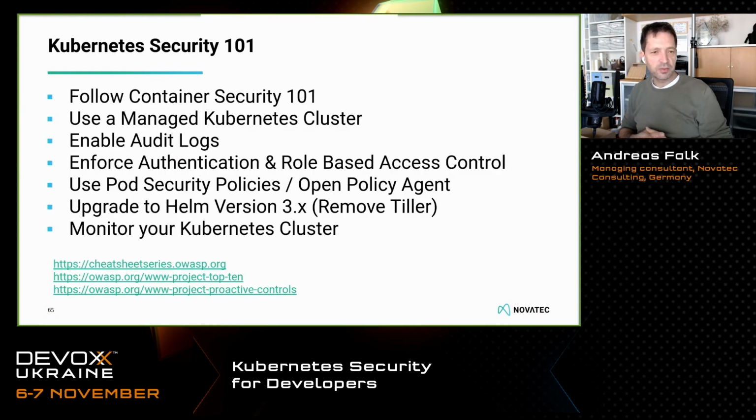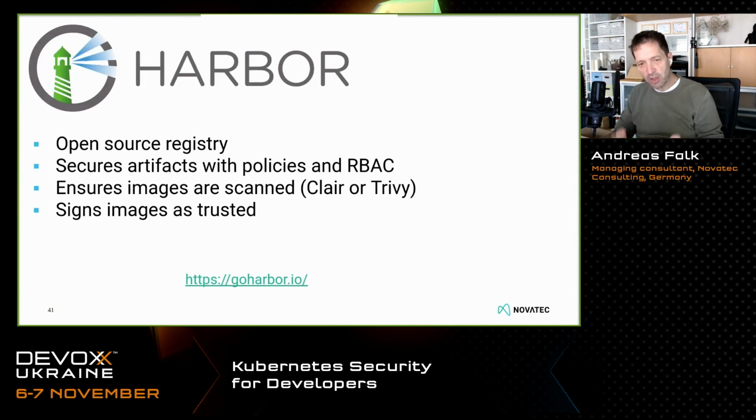The summary is here: follow Container Security 101 as I showed, use a managed Kubernetes cluster, enable audit logs, use authentication and role-based access control, use pod security policies or the Open Policy Agent as an alternative, upgrade to Helm version 3 to remove tiller, which is playing root on your cluster basically, and also always monitor your Kubernetes cluster. So if one offers all the recommended patterns already, it secures artifacts with policies and role-based access control, so not everybody could access them. It has image scanning on board.